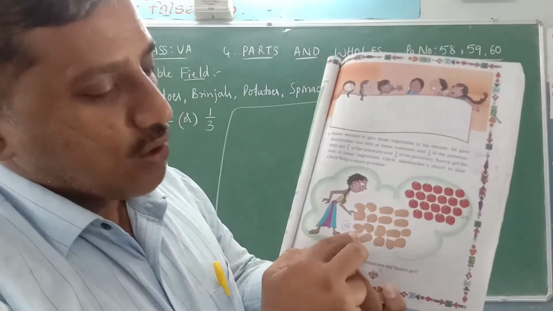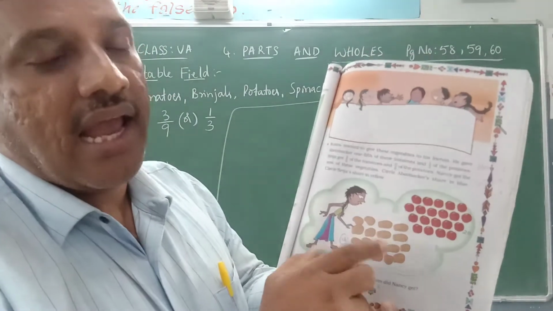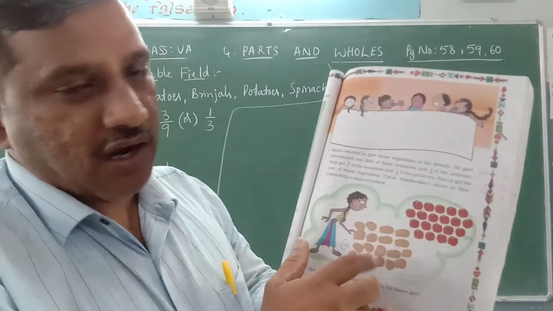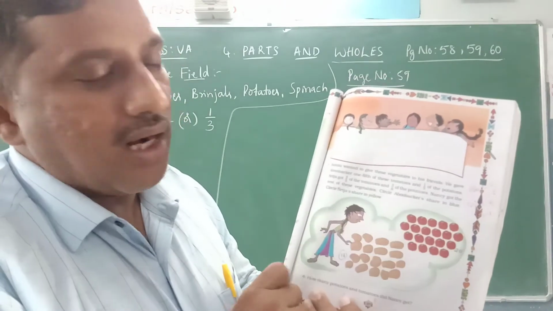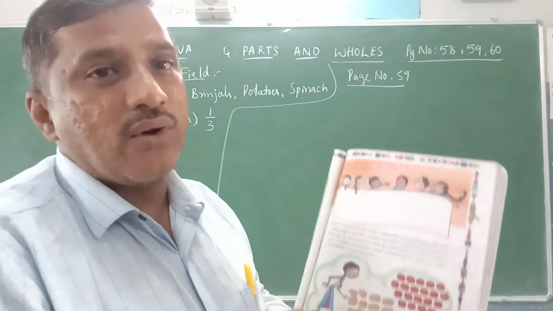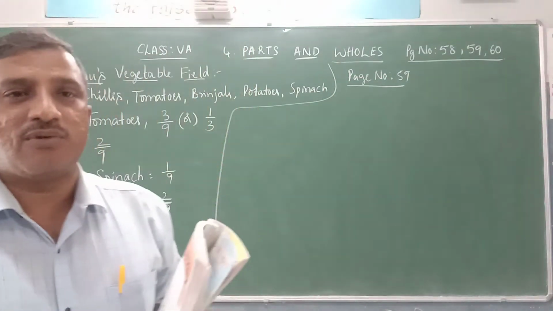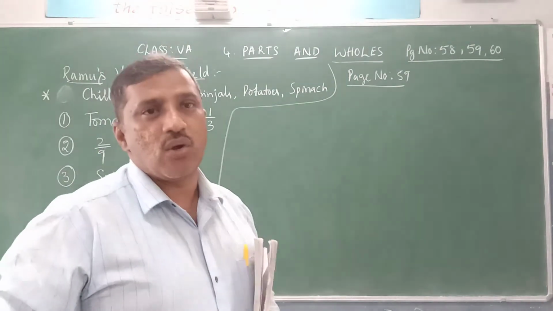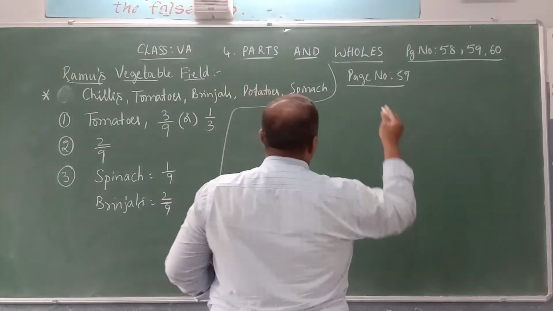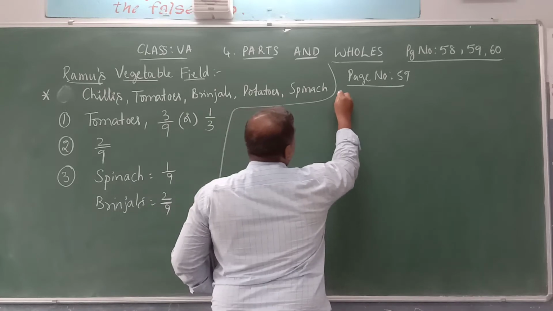And potatoes, how many potatoes are there here? 18 potatoes are the total number of potatoes, 18, and the total number of tomatoes is 20. From all these vegetables he is giving different shares to his friends. Answer those questions.